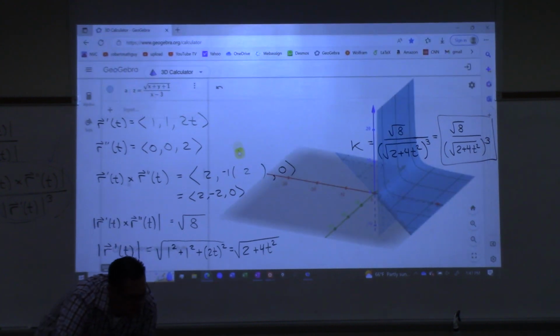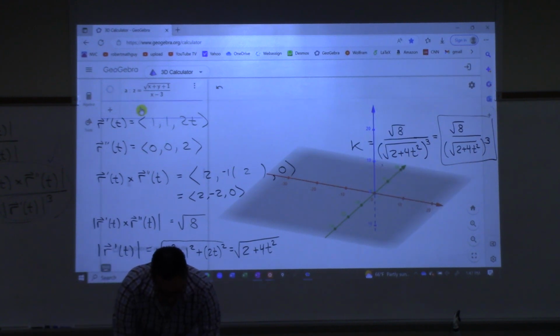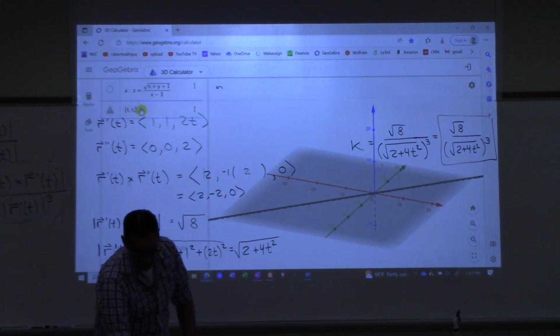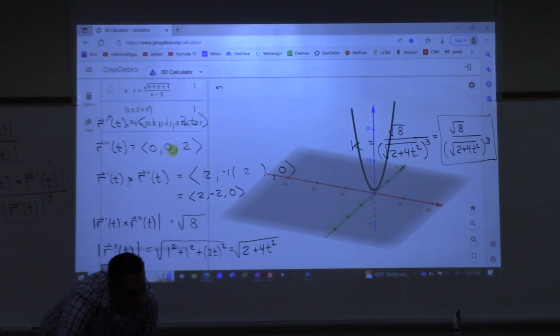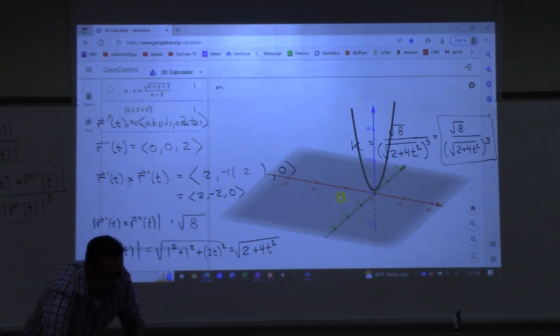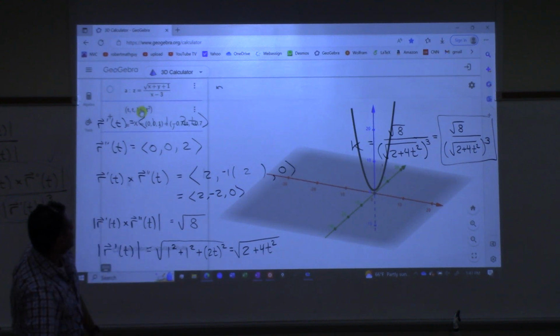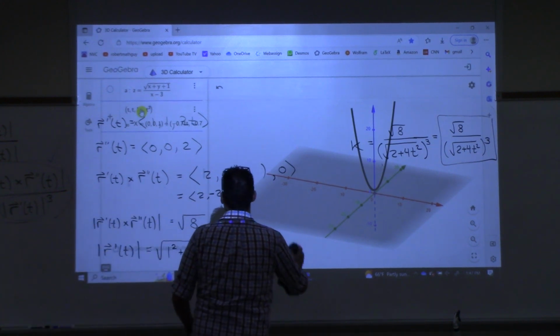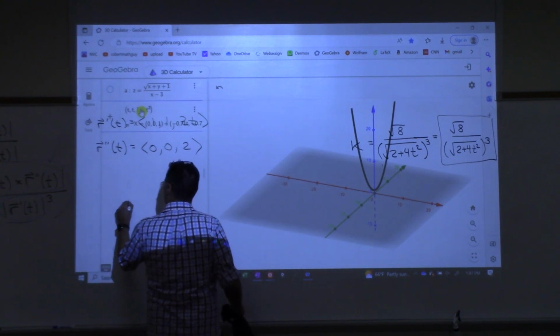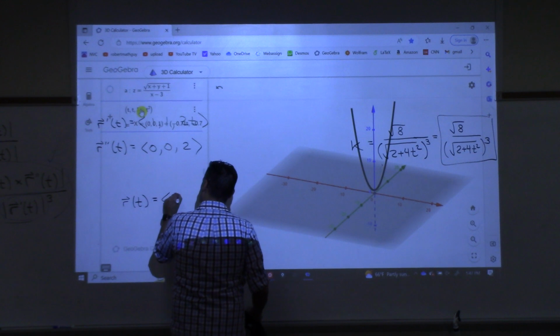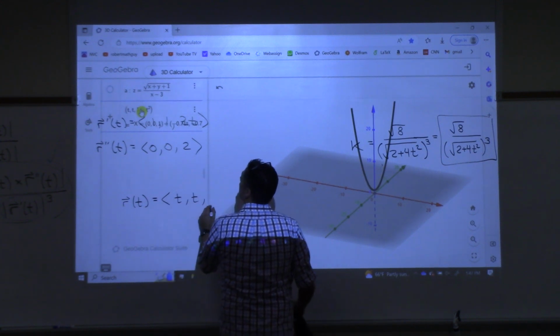I'm going to try and use this 3D calculator. I forgot how to do it. Parenthesis, was it t, comma, what was the vector function? 1 plus t squared? Yeah, okay, this makes perfect sense. We're looking at the vector function r of t equals t, 1 plus t squared.